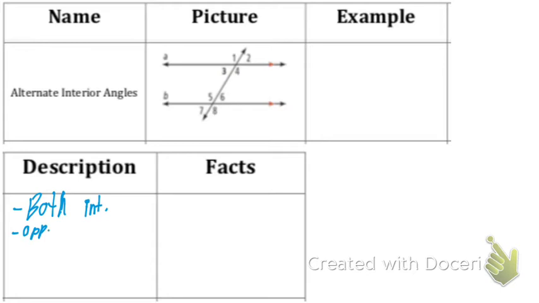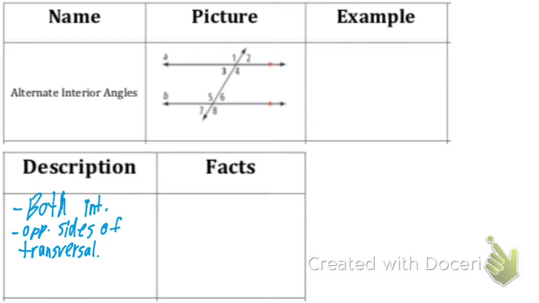They're on opposite sides of the transversal. Do we see anything in their name that would indicate they'd be on opposite sides of the transversal? The alternate. What's alternating mean? Every other, it goes back and forth between 2 different things, okay? So it's alternating. It's on different sides of the transversal. One's on the left, one's on the right, vice versa. But they're both inside the 2 parallel lines cut by a transversal.